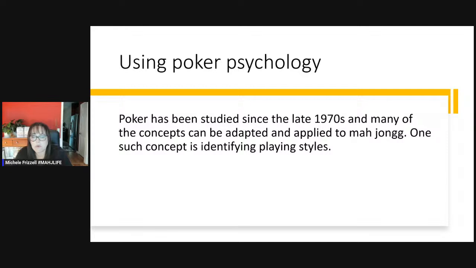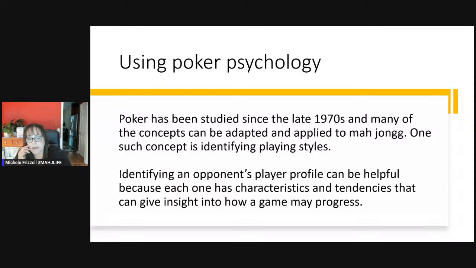One of those skills would be learning how to identify playing styles. And that's where the poker psychology comes in. Identifying an opponent's player profile can be helpful because each one has characteristics and tendencies that can give insight into how a game may progress. And you can use that information to your advantage.